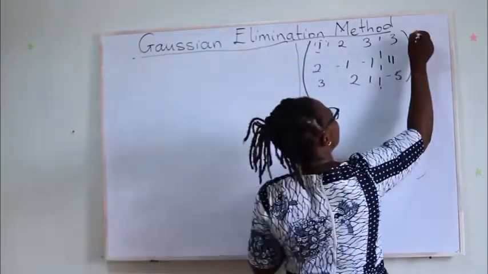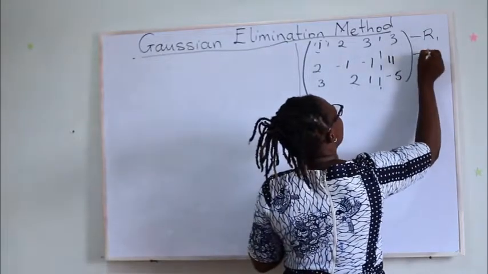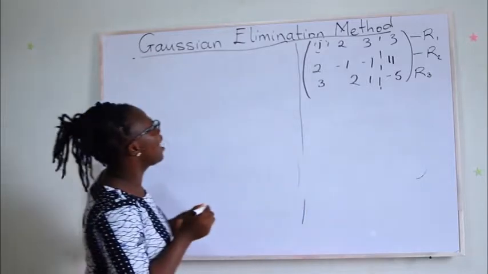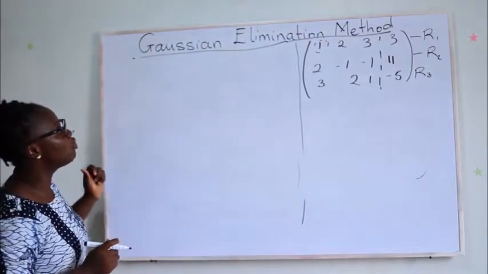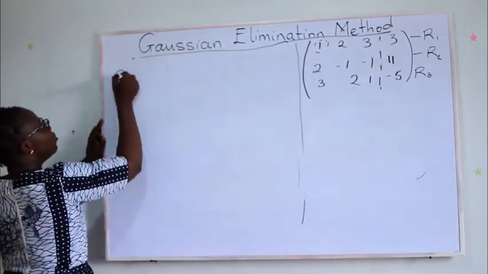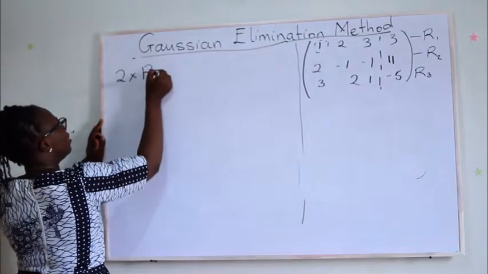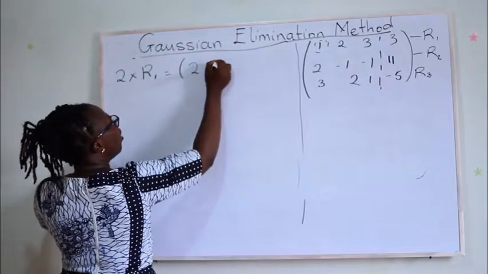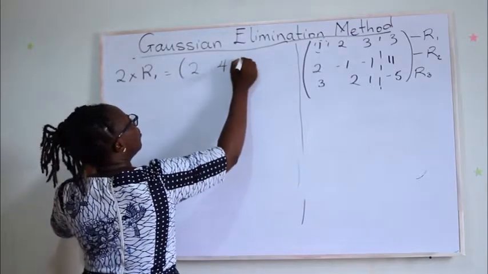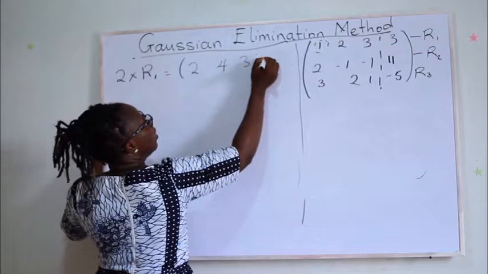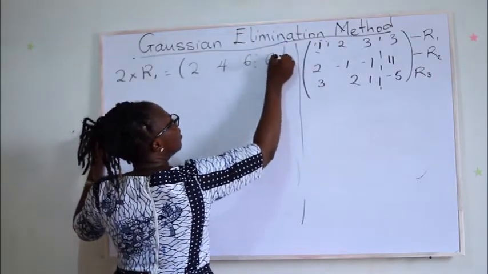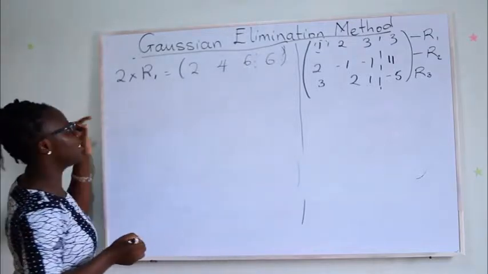So let's say this is row 1, row 2, then row 3. You realize that I can multiply row 1 by 2. So 2 times row 1. If you multiply, what do you get? You realize that you have 2, 4, 3, 2, 4, 6 times 2, 6. Okay, so this is what I have.